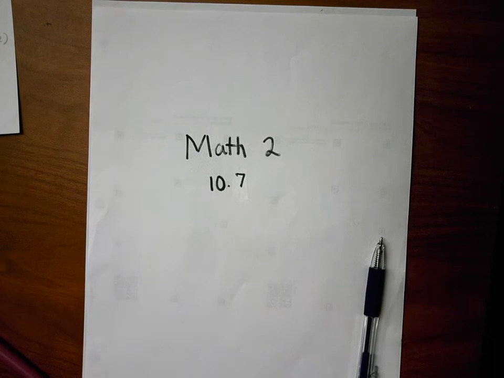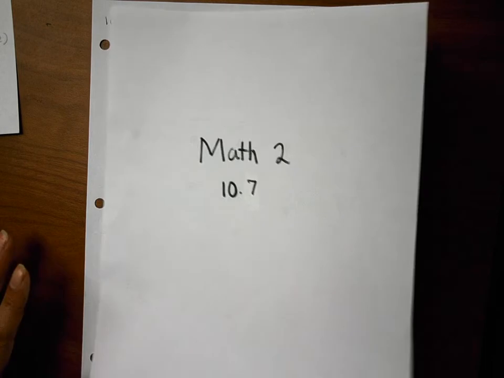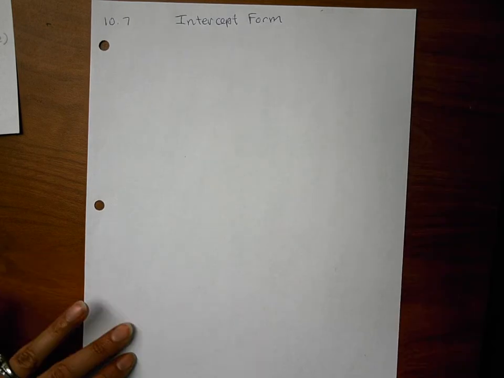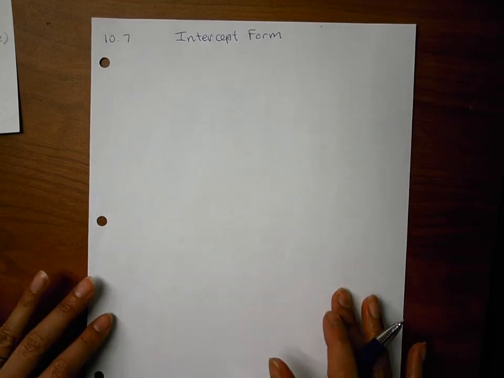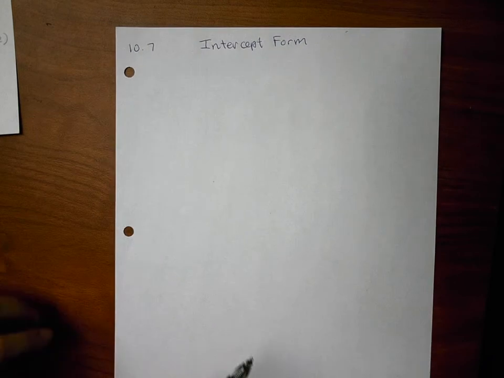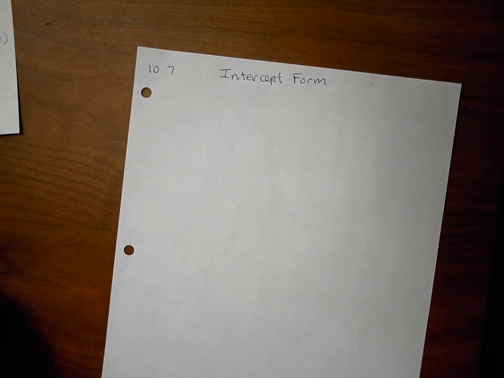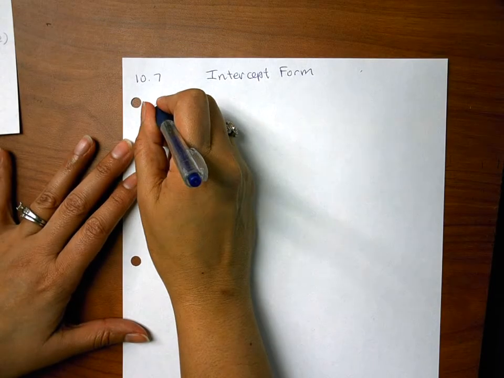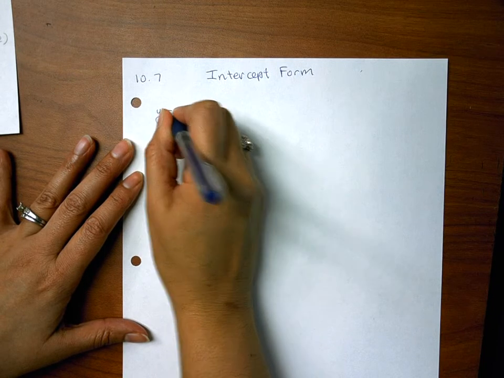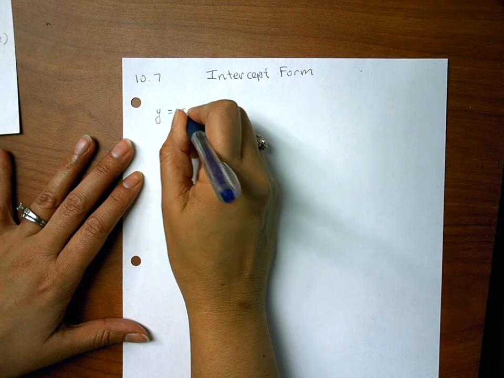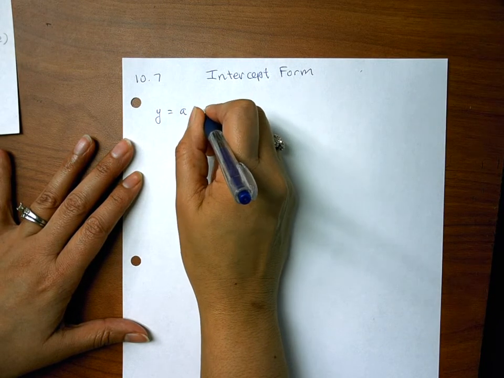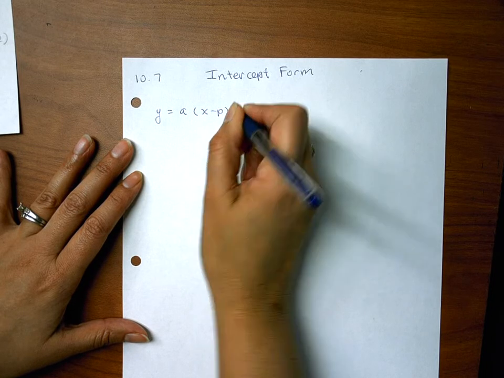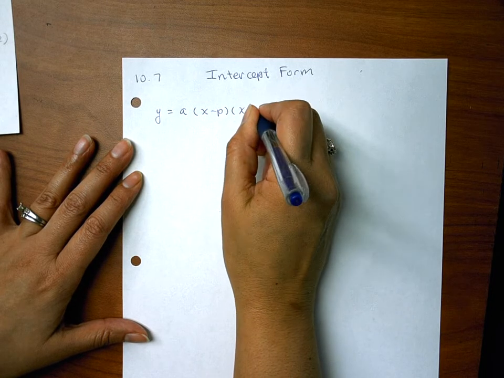This is Math 2, 10.7 notes. That's Math 2, Unit 10, Lesson 7. The title is Intercept Form. We've talked about vertex form and standard form. Right now, for today's lesson, we're going to talk about intercept form, which looks like this. Y equals a times the quantity x minus p times the quantity x minus q.